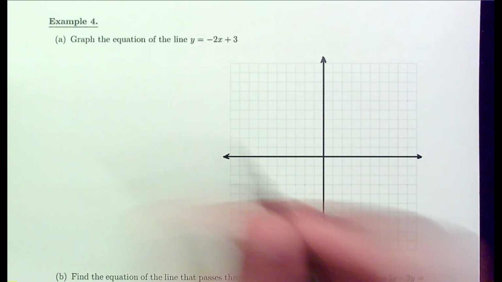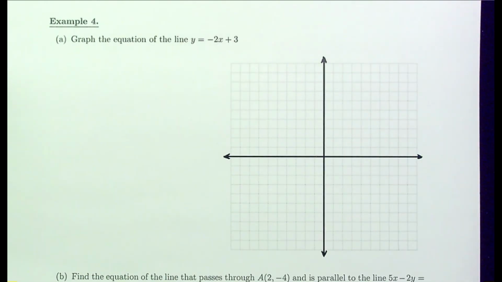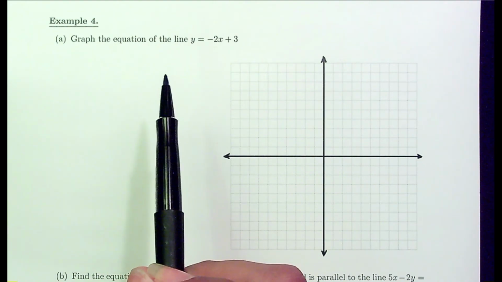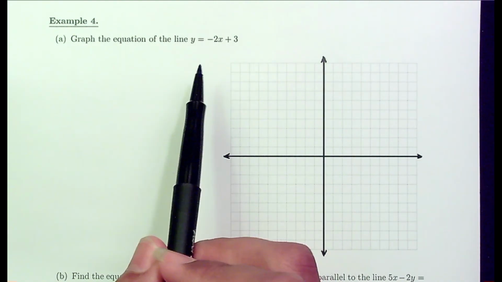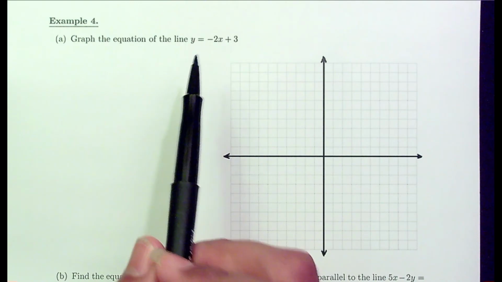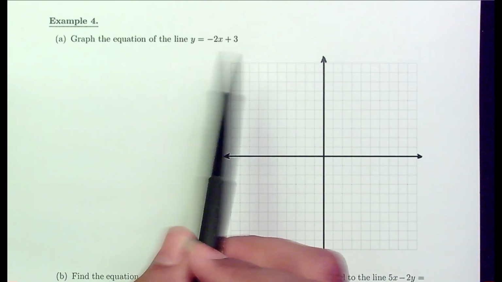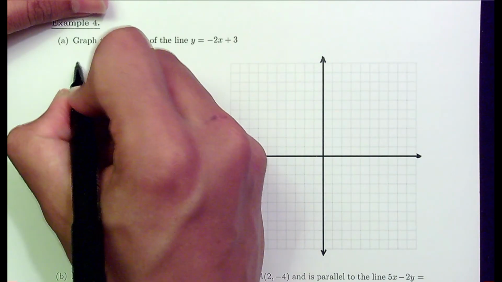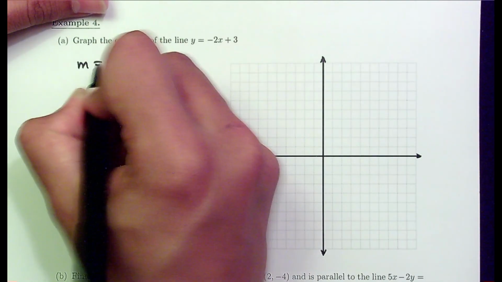First of all, you want the equation to be like this, in the slope-intercept form. When you have the equation solved for y, you can immediately tell what the slope is. The slope is whatever's in front of the x, which is negative 2.